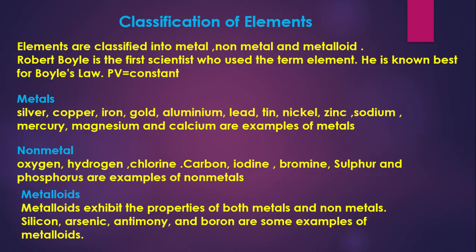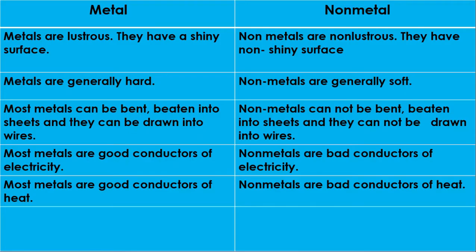Metals. Silver, copper, iron, gold, aluminium, lead, tin, nickel, zinc, sodium, mercury, magnesium and calcium are examples of metals. Non-metals. Oxygen, hydrogen, chlorine, carbon, iodine, bromine, sulfur and phosphorus are examples of non-metals. Metalloids exhibit the properties of both metals and non-metals. Silicon, arsenic, antimony and boron are some examples of metalloids.